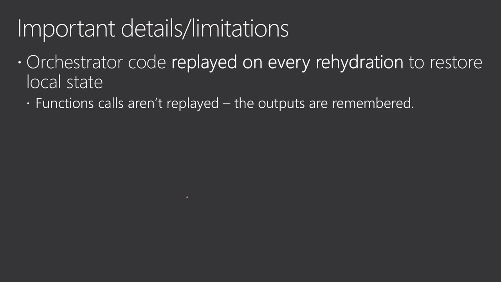So here's a few important details and limitations you have to know, though. Since the orchestrator code is replayed on every reiteration to restore the local state, and the function calls are not replayed, the outputs are remembered. That means the first function that retrieves a list, even if it was run 3 days ago, will still return the same list. If you want to get a new list, you will have to set a timeout and just reset the whole thing, because that list will be stored in storage.